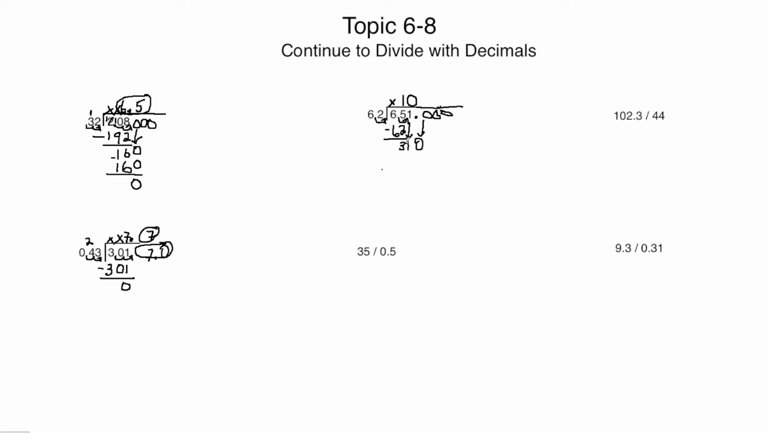How many times can 6 go into 31? Let's bring the decimal up. That would be 5 times. 5 times 2 is 10. Carry the 1. 5 times 6 is 30, plus 1 is 31. 310 minus 310 is 0. So it terminates, and our new quotient is 10.5, or 10 5/10.